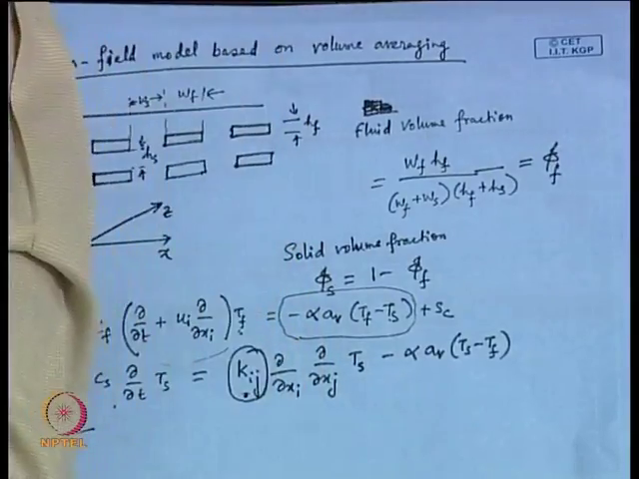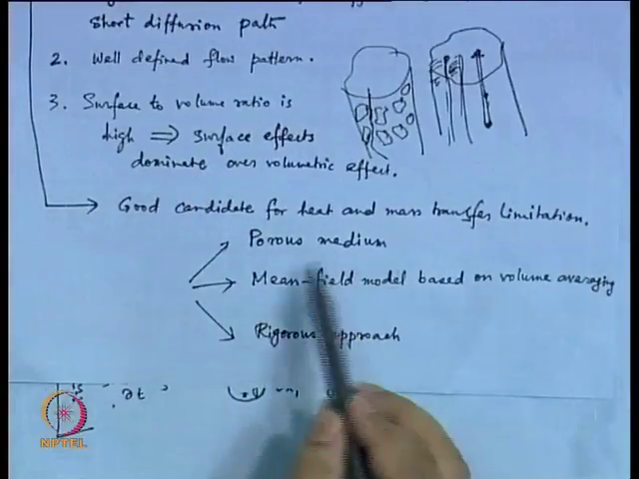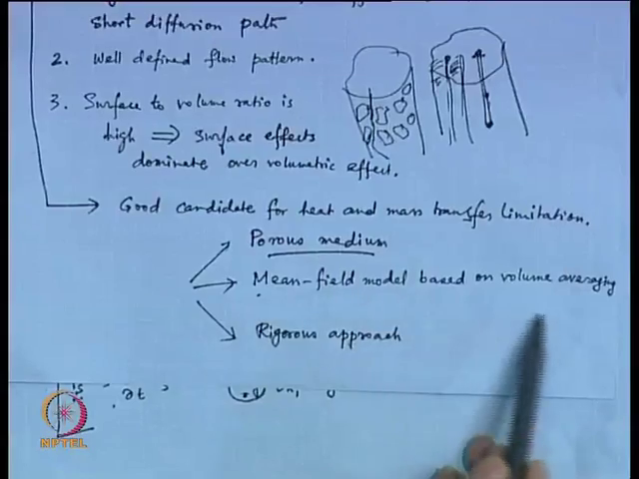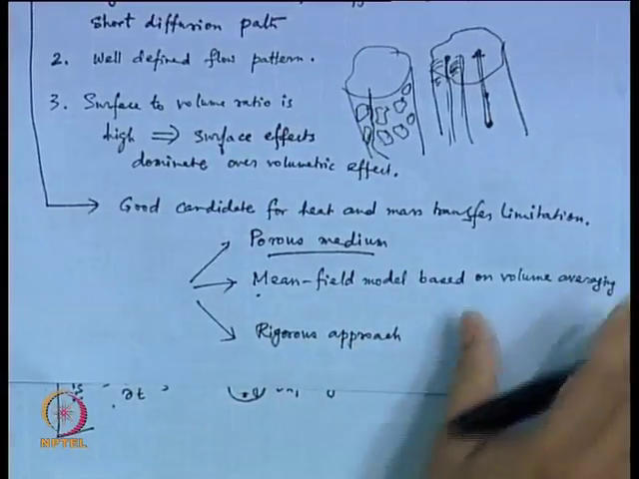So, this is what we have. Now, let me see what we have, one component left, because we started with, you remember, the porous medium, the mean field model based on volume averaging, and a rigorous approach. So, these are there.